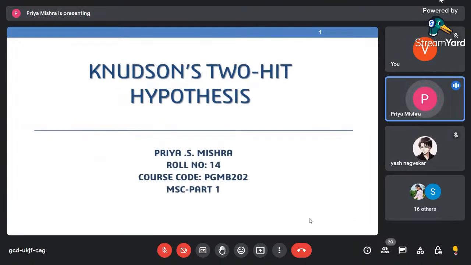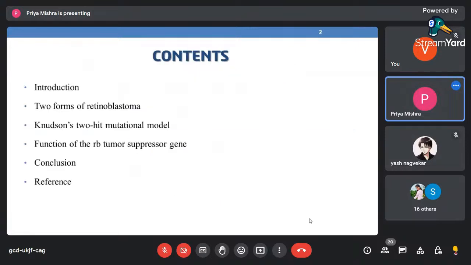Myself Priya Mishra and I am going to give a presentation on the Knudsen two-hit hypothesis. These are the contents of my slide, which includes the introduction, two forms of retinoblastoma, Knudsen two-hit mutational model, function of the RB tumor suppressor gene, conclusion and references.